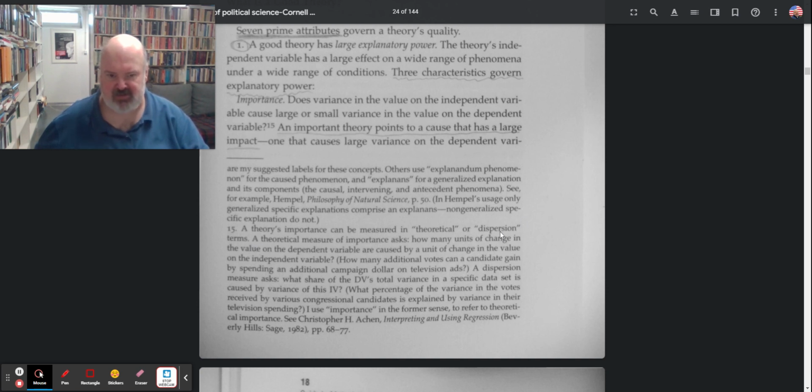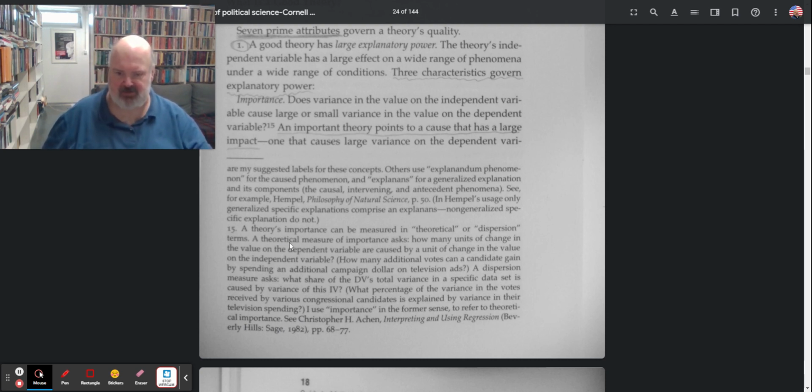A theoretical measure of importance asks how many units of change in the value of the dependent variable are caused by a unit of change in the value of the independent variable. For example, how many additional votes can a candidate gain by spending additional campaign dollars on TV ads? A dispersion measure asks what percentage of the total variance in the dependent variable is caused by variation in the independent variable. That is, what percentage of the variance in votes received by various congressional candidates is explained by the variance in their television spending.